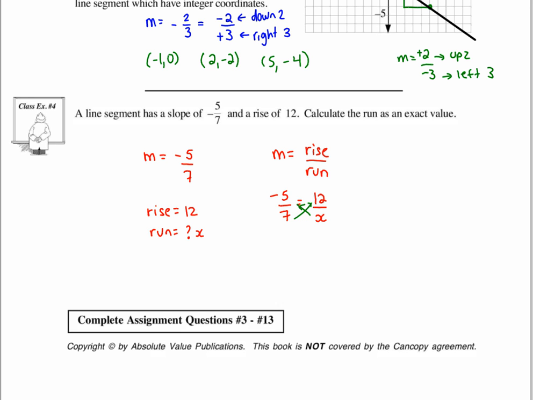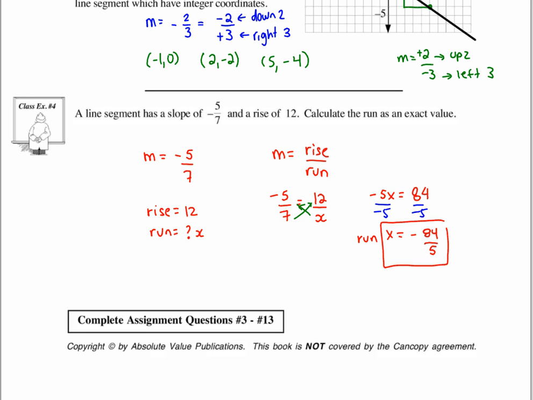So if you cross multiply here, you get -5x equals 7 times 12, 14, carry the 1, 84. And then last, divide by -5. Okay, so x would equal -84/5. I'll just put that negative out front. And so that's what your run would be. And if you want, you can figure that out as a decimal.